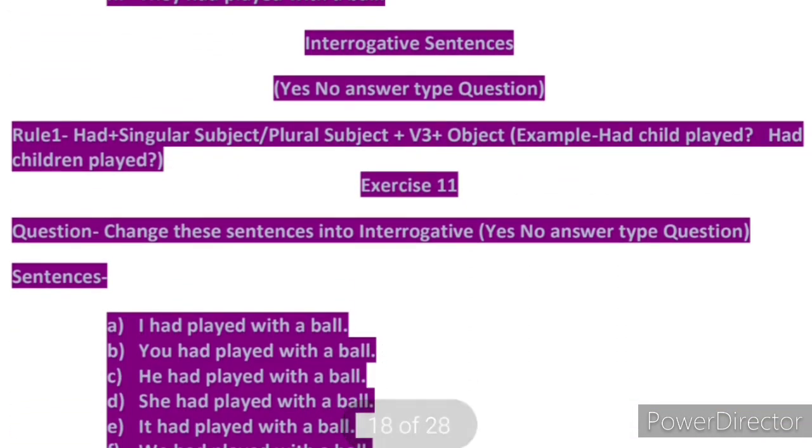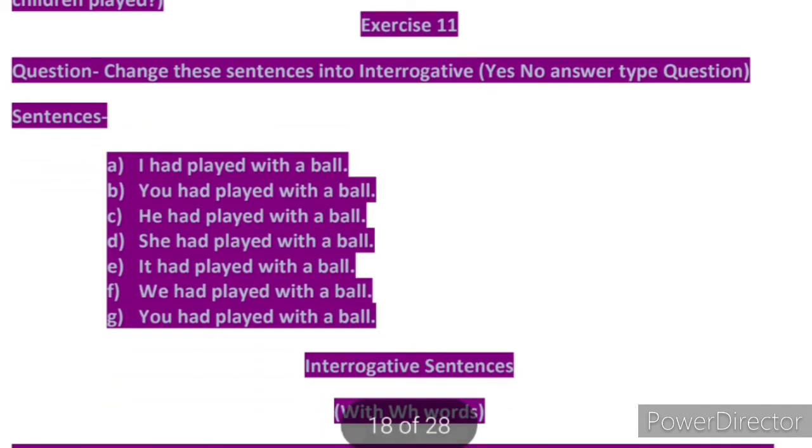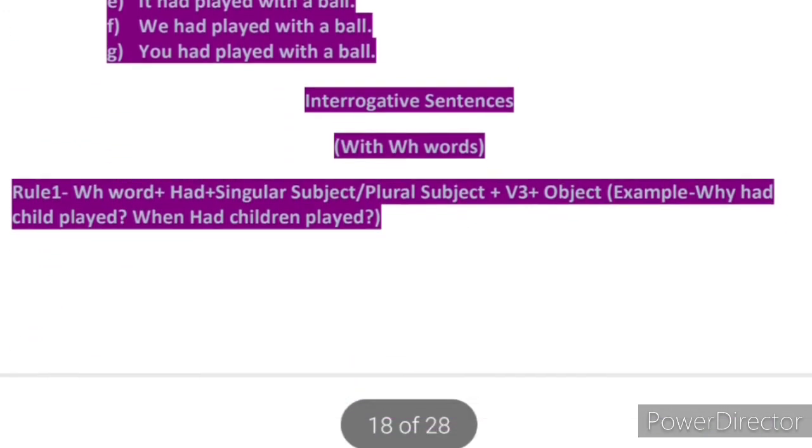Next is interrogative sentences, yes or no answer type of questions. So rule 1, we will put had in the beginning and rest will be the same. So had plus singular or plural plus V3 plus object. For example, had child played, had children played. So exercises, I had played with a ball, had I played with a ball? Question mark.